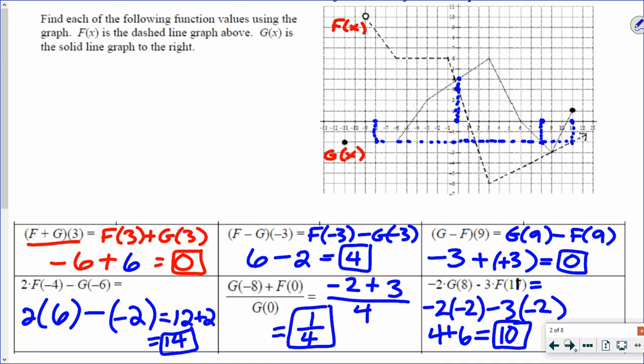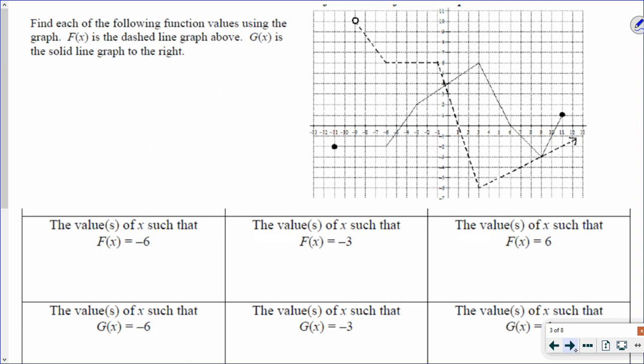Okay, now what I want to show you here is that we can also switch things around. So this time, notice, we want to find the values of x such that f of x equals negative 6. And remember that f of x equals y. So this is telling you that y equals negative 6. And you're trying to figure out the x values. So the easiest way I find to do this is y equals negative 6. That's the equation of a horizontal line.